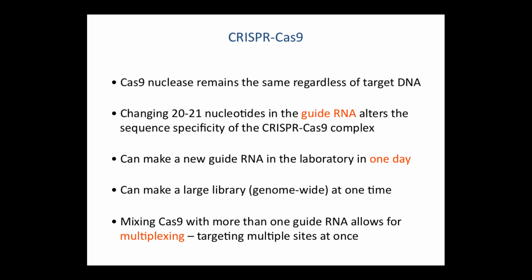Another advantage of CRISPR-Cas9 is its multiplexing capacity. If you wish to target 2 genes at once, you can mix Cas9 with 2 different guide RNAs matching the 2 gene sequences, and CRISPR-Cas9 complexes will form and create double-strand breaks in the 2 genes simultaneously. With the use of several guide RNAs, you can potentially target several genes at the same time.